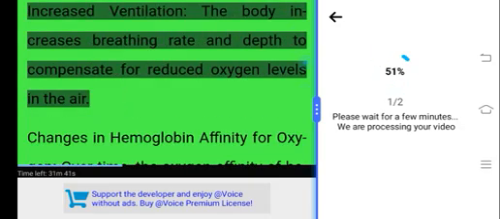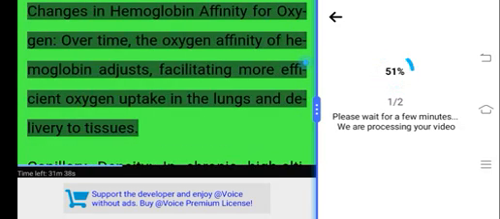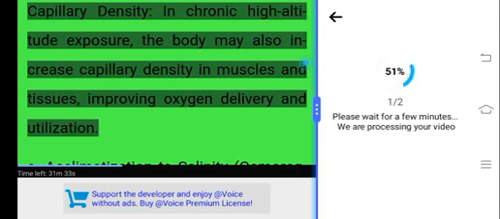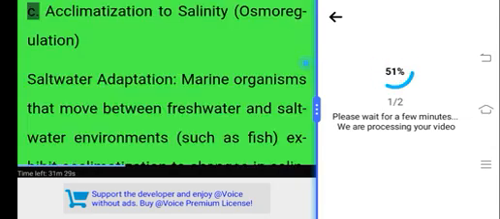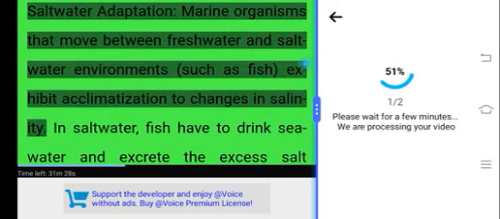Increased ventilation. The body increases breathing rate and depth to compensate for reduced oxygen levels in the air. Changes in hemoglobin affinity for oxygen. Over time, the oxygen affinity of hemoglobin adjusts, facilitating more efficient oxygen uptake in the lungs and delivery to tissues. Capillary density. In chronic high altitude exposure, the body may also increase capillary density in muscles and tissues, improving oxygen delivery and utilization.